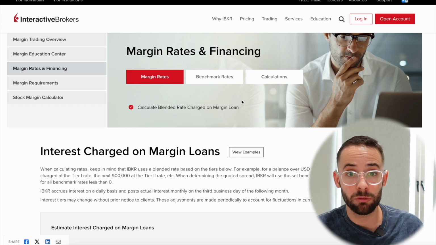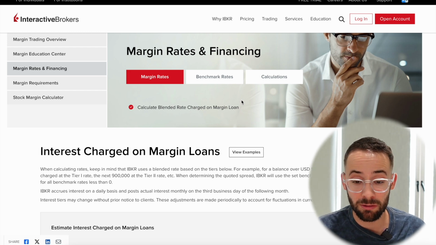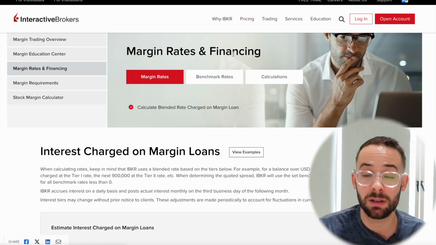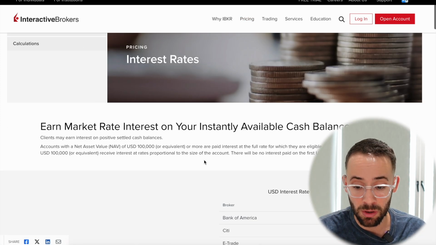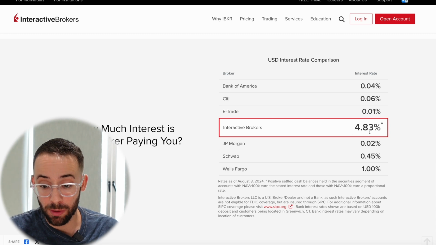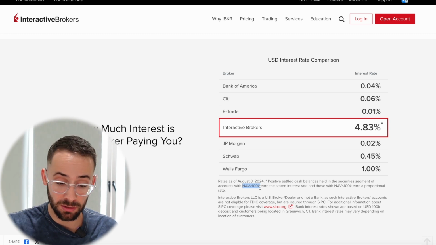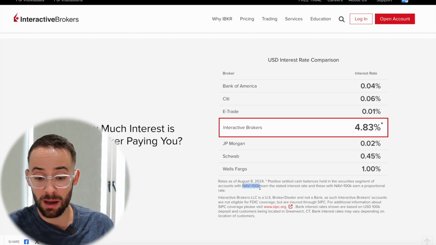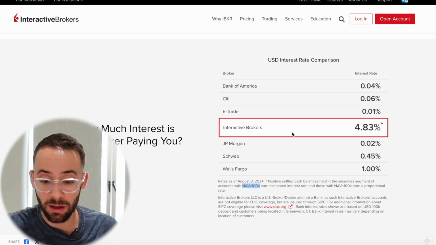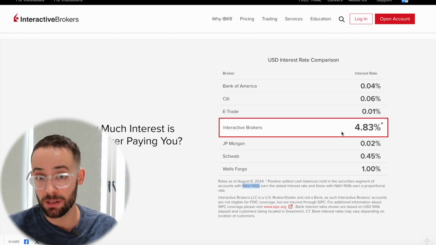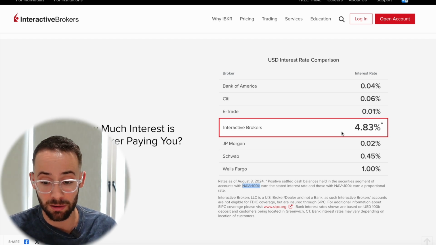And if you compare the margin rates for Interactive Brokers to other platforms, they're also going to be among the lowest. And there's also interest rates if you carry a cash balance in your account. Now, the advertised rate here of 4.83% is only for balances over $100,000, but there is a proportional rate based on the balance that you hold. And the more that you have, including if you go over that, the higher the interest rate that you get. And this is a very solid cash balance interest rate. You probably won't find better elsewhere in Canada.